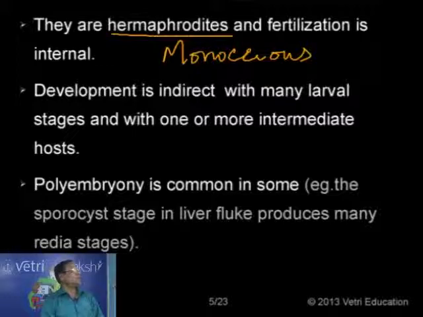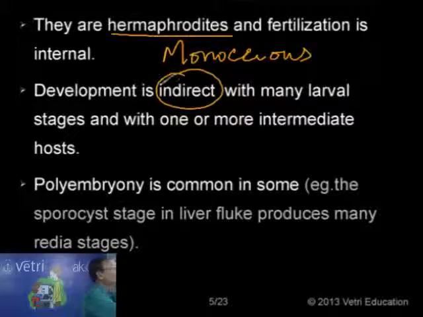Now let's go. The animals are monoecious, bisexual, or hermaphrodites, having both male and female reproductive organs in the same body. And in most cases, the development is indirect. Whenever I use the word indirect development, that means there is a larval stage. There are many larval stages in the case of these organisms.